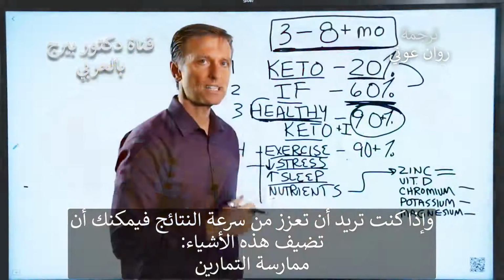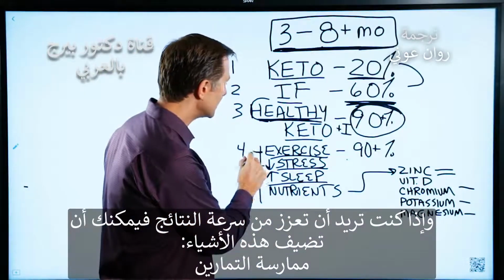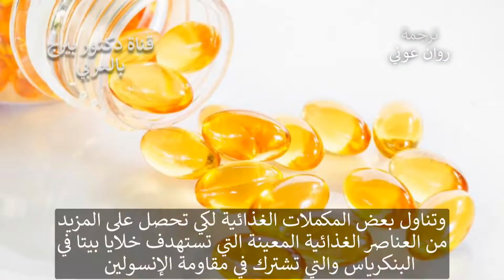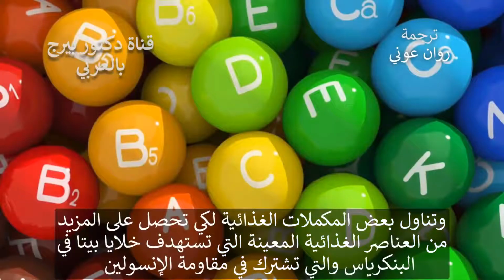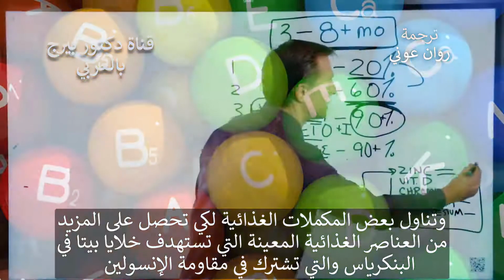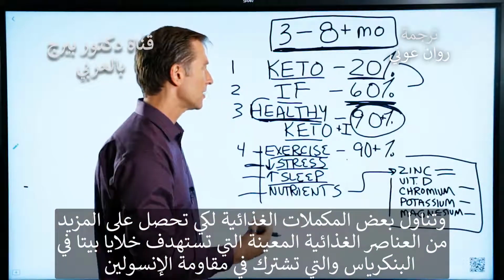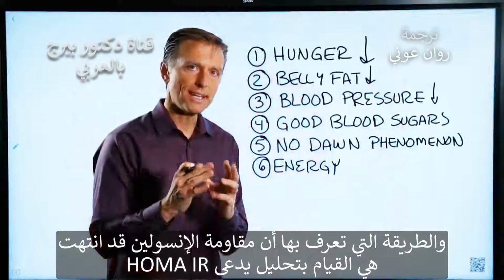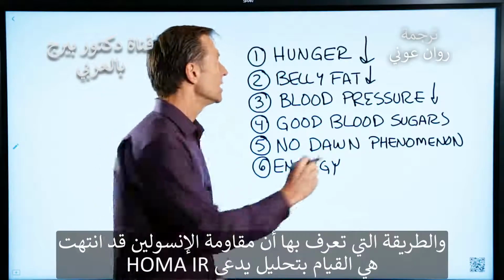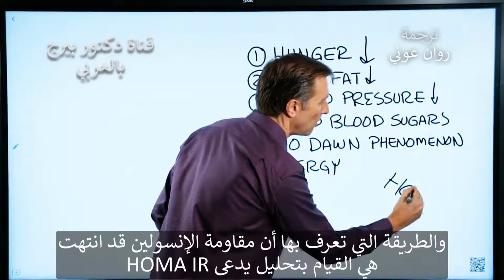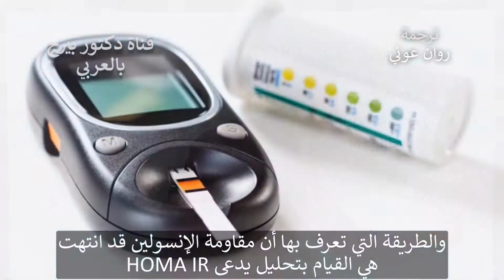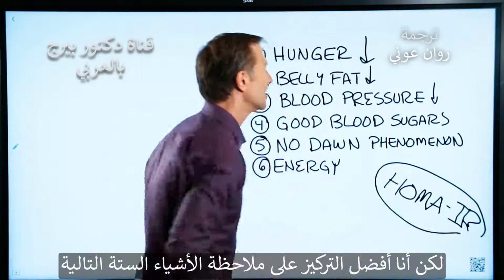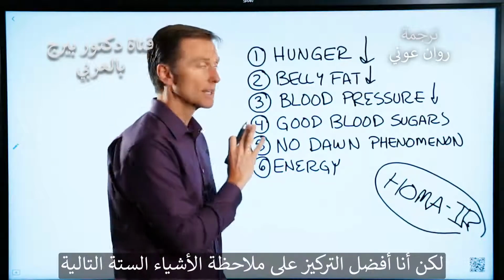And if you want to enhance and speed up your results, you would add these things: exercise, reduce your stress, increase sleeping, certain supplements to take more of certain nutrients that target the beta cells of the pancreas that are involved in insulin resistance. And the way that you know that insulin resistance is going away, you can do a test called HOMA-IR, okay? But honestly, I would just look at these 6 things, okay?